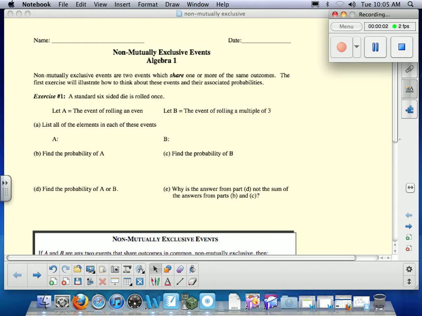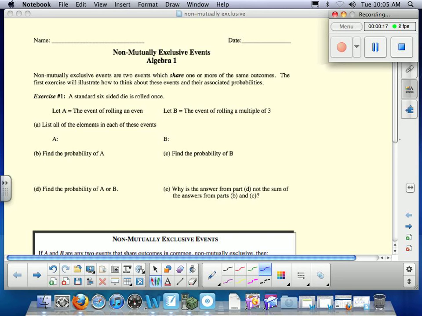Today we're going to talk about mutually exclusive events. This will wrap up our conversation about probability, and it also wraps up all of our new material. So it's kind of an exciting day. Non-mutually exclusive events are events that share one or more of the same outcomes. We saw that just briefly on the last question on your homework about sophomores and girls. So let's jump in and do a couple of examples.